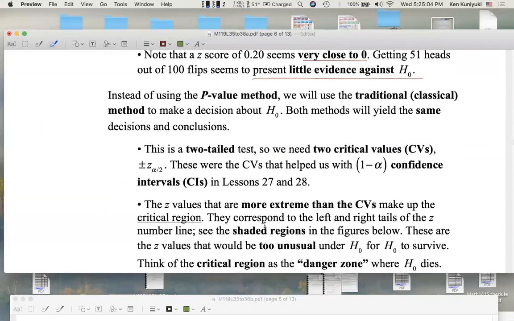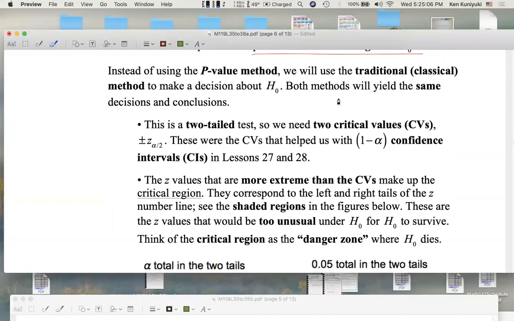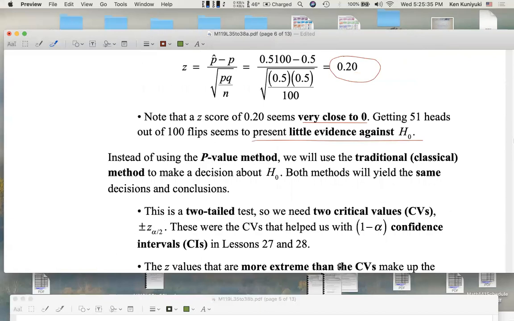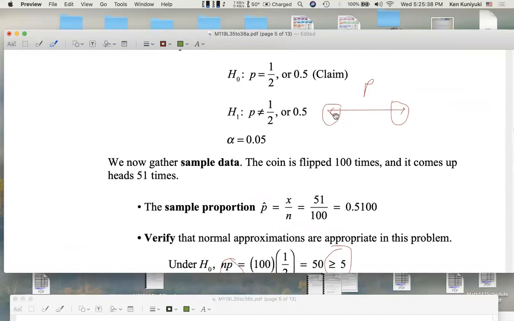Now, instead of the p-value method, we will use the traditional or classical method to make a decision about the null. And on an exam, I would tell you which method to use. Both methods, in fact, I may have you use multiple methods, maybe the confidence interval method. And both methods will yield the same decisions and conclusions. And the same for confidence intervals. Remember that confidence intervals can be applied for two-tailed tests, at least the way we've been doing it. Now, again, this is a two-tailed test because remember, the alternative favored both the left and right tails.